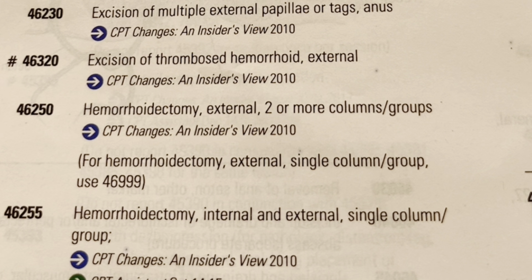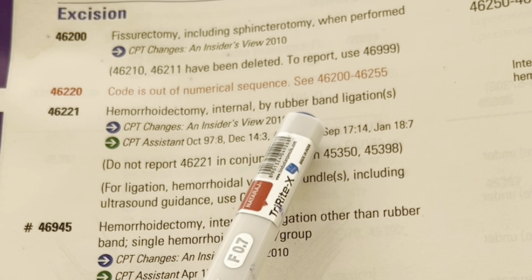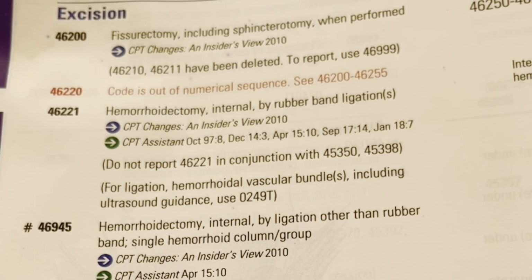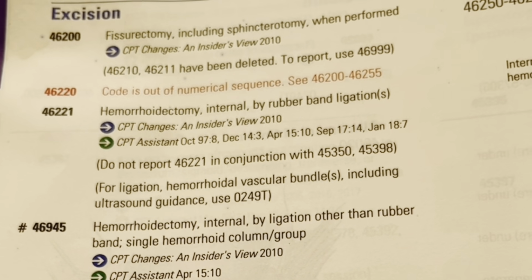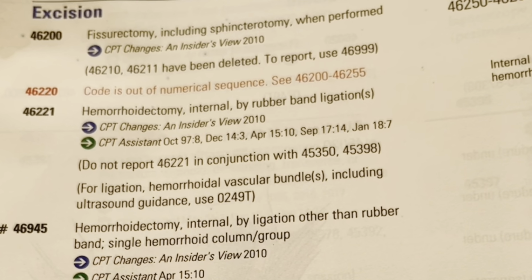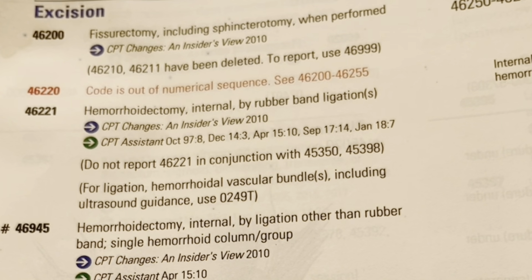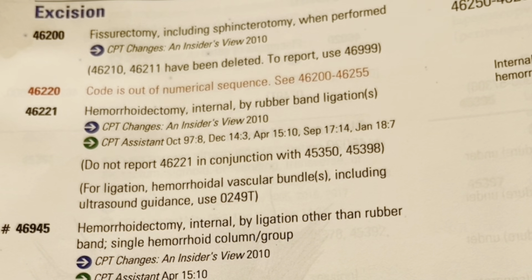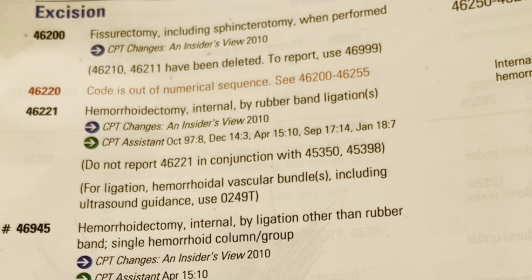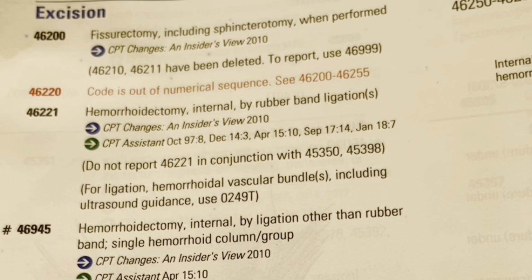Check for option D, 46221. It's here, hemorrhoidectomy internal by rubber band ligation. Here it's mentioned in the question, the ligator, about ligation is mentioned. The ligator and alligator forceps have been inserted. So rubber band ligation is there. And the physician identifies the most prominent hemorrhoid and ligates it at the base with a rubber band. So it means it's a rubber band ligation. So the answer will be option D, 46221.